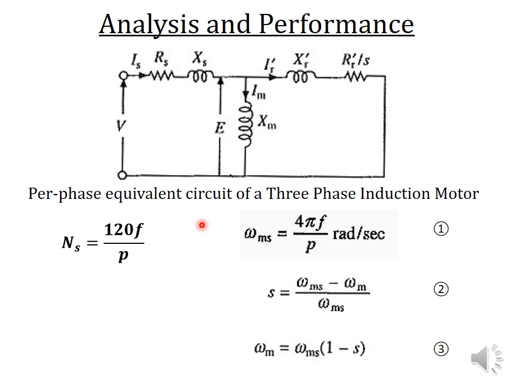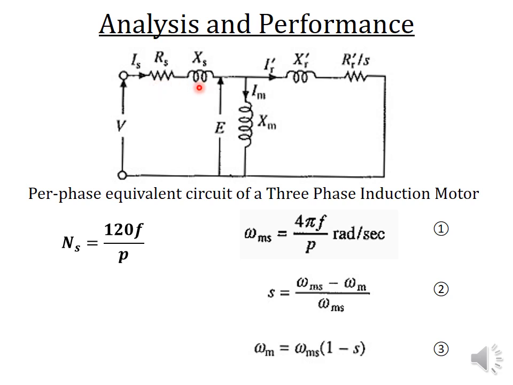Now, for simplicity of analysis, we will redraw this per-phase equivalent circuit to a much simpler form. For that, we will neglect the stator impedance drop, that is, the voltage drop in the stator impedance, because as compared to the applied voltage, the stator impedance drop is very small.